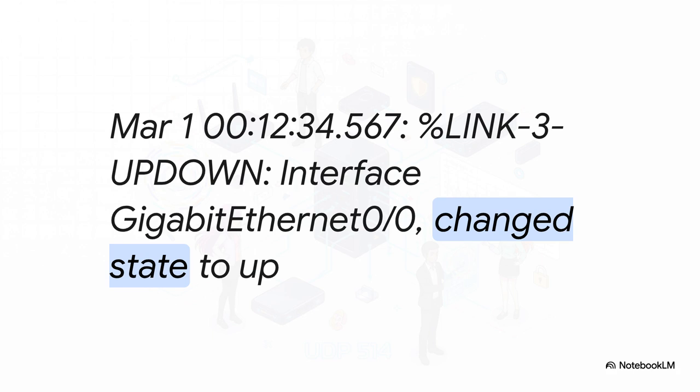You see the timestamp, right? And then you've got the string of text, %LINK-3-UPDOWN, followed by a little description. Yeah, I know, it's a bit cryptic, isn't it? But it is absolutely packed with information. Let's break it all down.